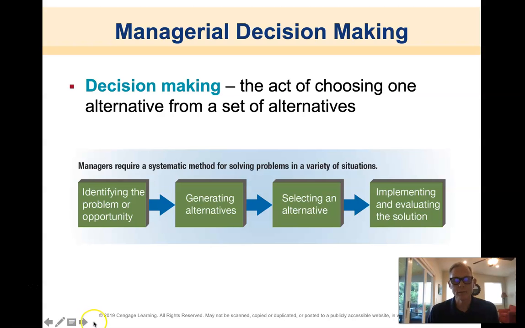The decision-making process, basically it's a recurring loop. Again, identifying the problem or opportunity, a manager does that. They generate alternatives. They select an alternative, and then they implement and evaluate the solution, and then they come back. Again, everything that you see in business, there's always going to be that evaluation and potentially having to go back to the start and do it again. Okay, so everything is basically a revolving loop.